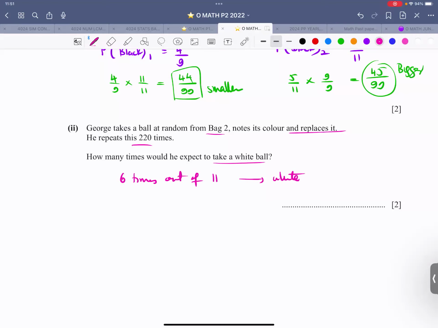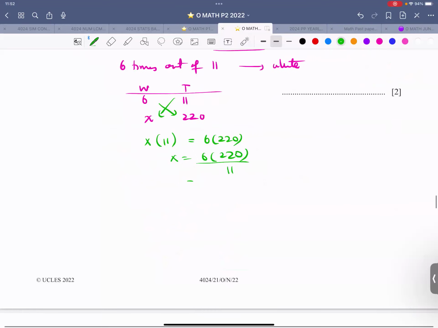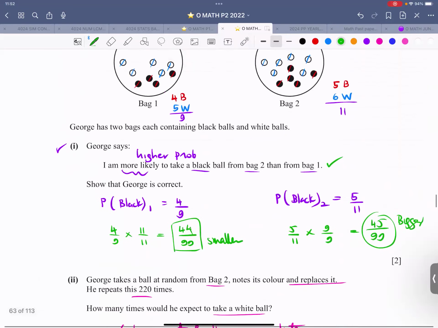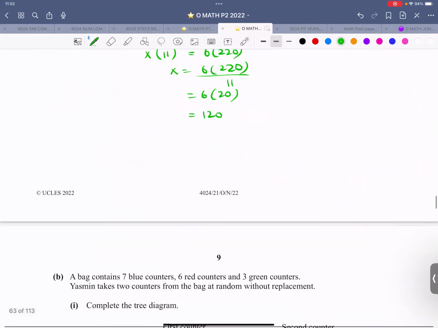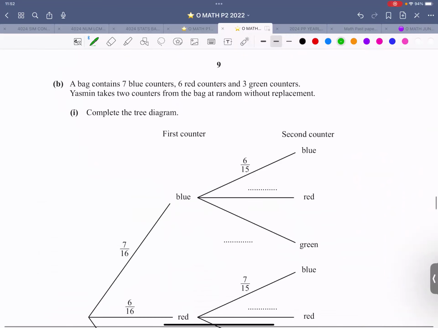But if it's repeated 220 times, so 6, this is white, this is total 11. If it's 220 times, white ball is x. So let's cross multiply. So therefore, x into 11 equals 6 into 220. Therefore, x is 6 into 220 divided by 11. So that is 6 into 20. This comes out to be 120. That is the answer for this part. So basically, it's a concept of ratio related with probability. And further probability is there. Now, tree diagram is also there.